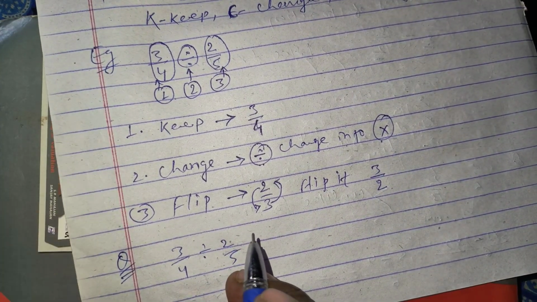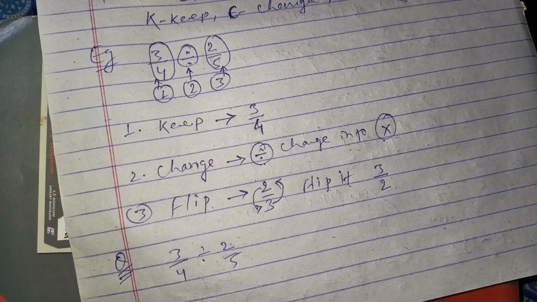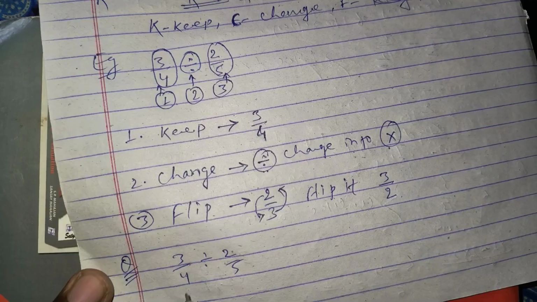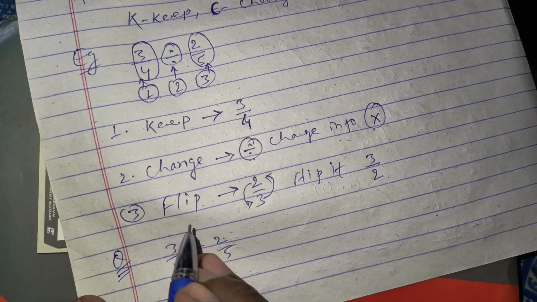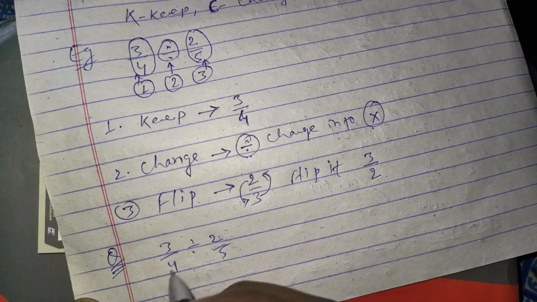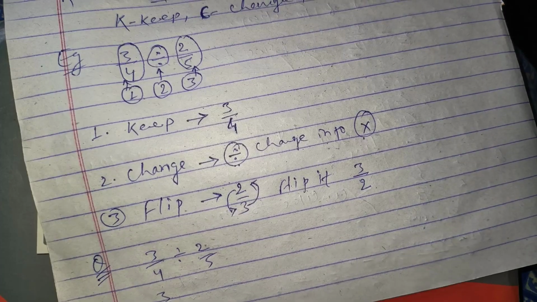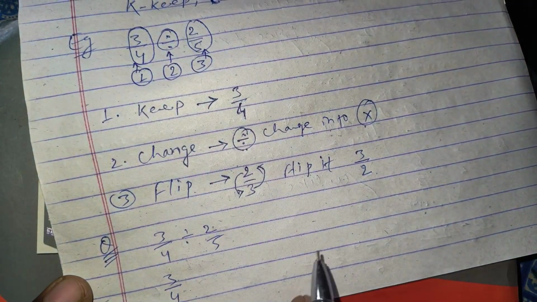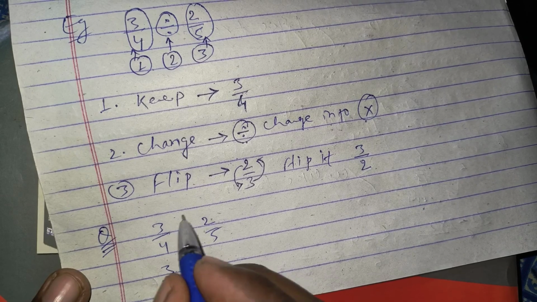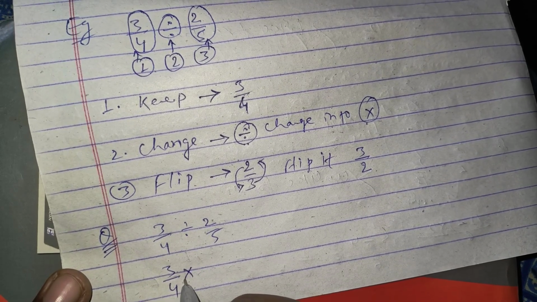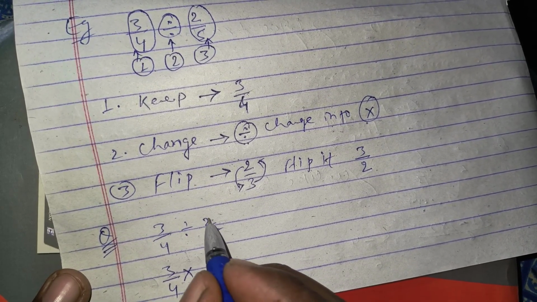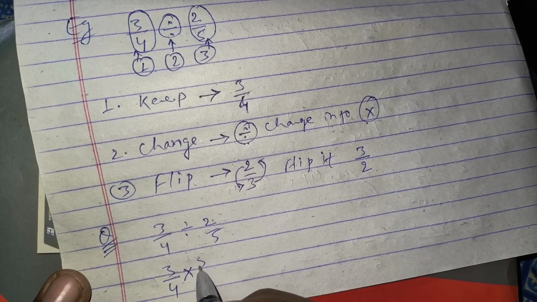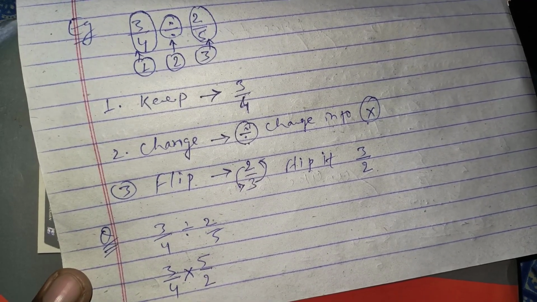So solve with this KCF rule, right? KCF rule. So keep same. First of all, the first term should be kept the same, that is 3 by 4 will be kept the same, and division is changed into multiplication, right? And third is flip. So 5 will be the upper part and 2 will be the lower part.